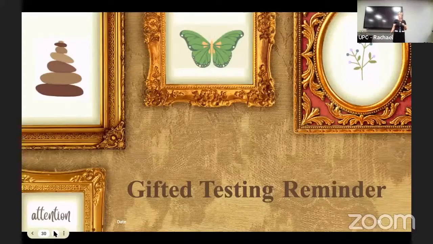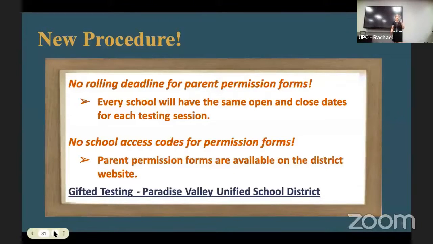One quick reminder about gifted testing. We do have a new procedure that we're using, and that procedure says that we no longer have that rolling schedule. If you are looking to have your 4th, 5th, or 6th grader tested this fall, the registration ends August 22nd, sorry. You can register online. It is available for you. Parent permission forms, if you just go on our district website, the permission form is right there. You can sign your child up for that testing.